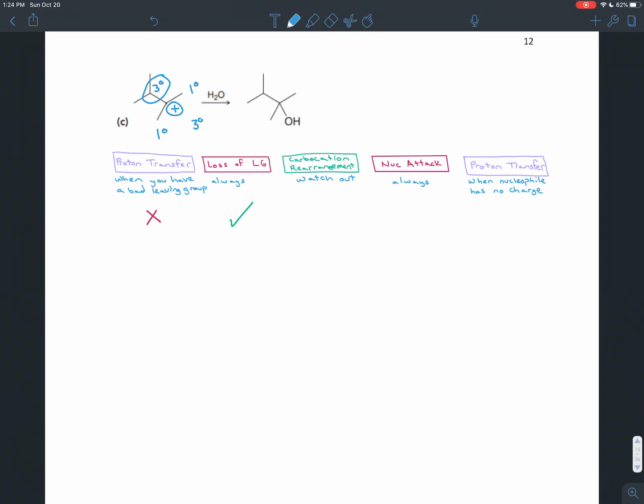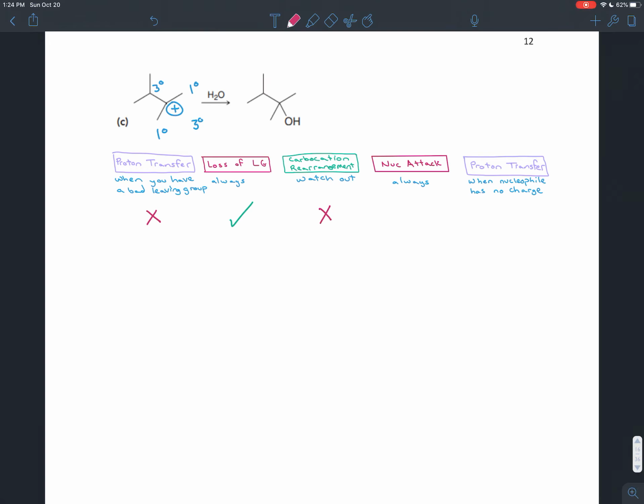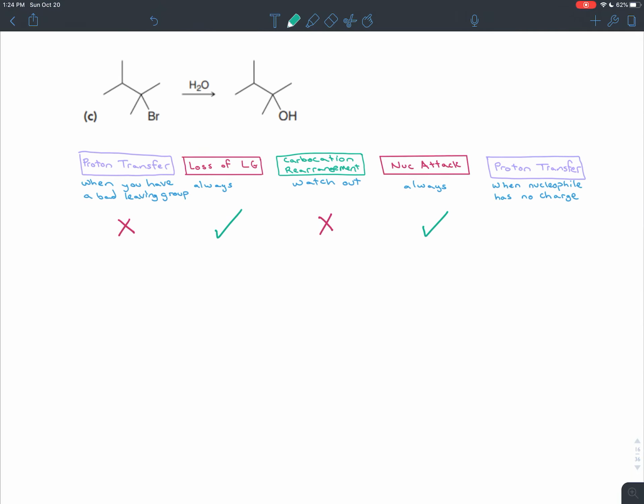But why go through the trouble? There's an energy barrier to move a hydrogen over. Why would that happen, just to produce the same amount of stability? And so we will not have a carbocation rearrangement, because the carbocation is already on the most stable position. So we don't have to worry about that. We'll always have nucleophilic attack.